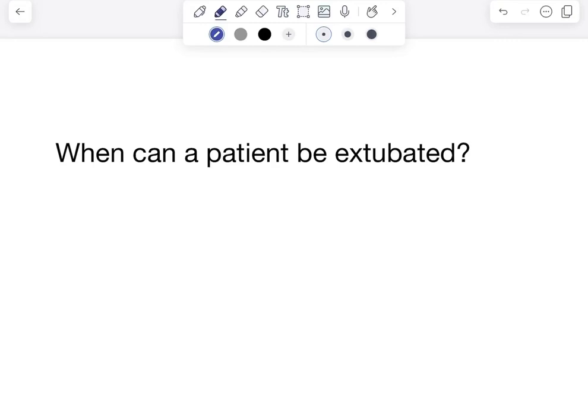And the topic of today's video is just going to answer a very specific question that you will likely have whenever you're rotating through any type of ICU rotation or when a patient's going to be on ventilatory support. And that question is, when can a patient be extubated? So in this video, we'll go ahead and get into it, and hopefully you'll be able to answer this question by the end of this video.